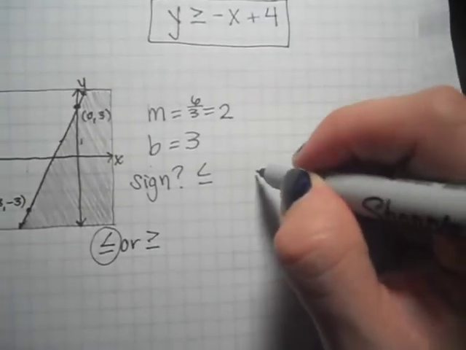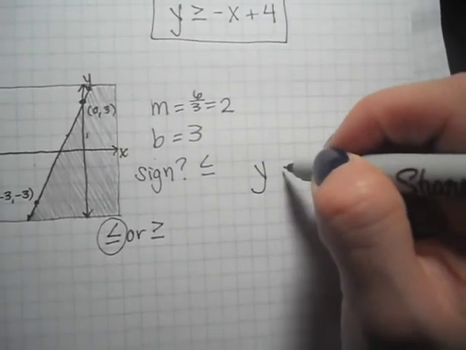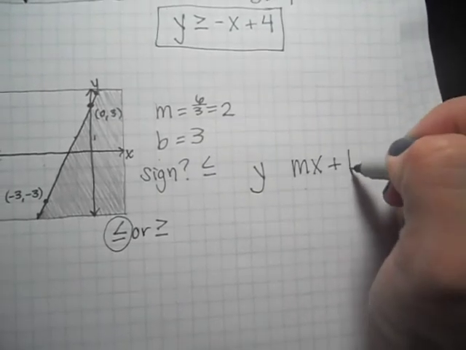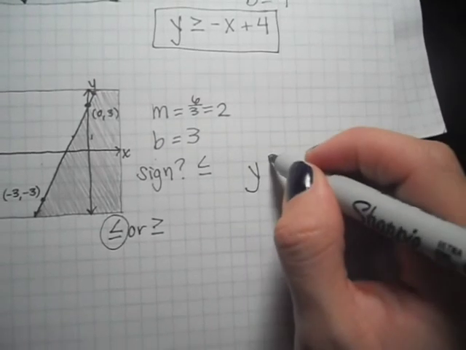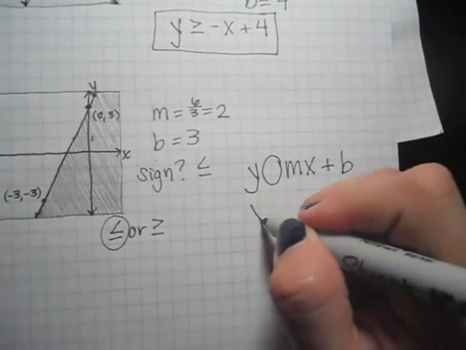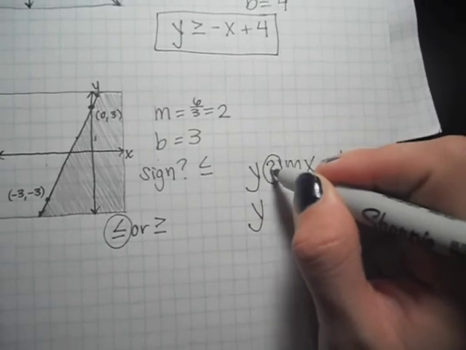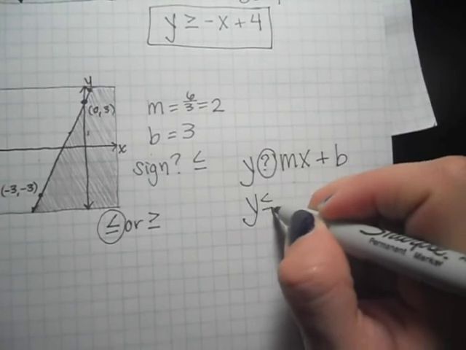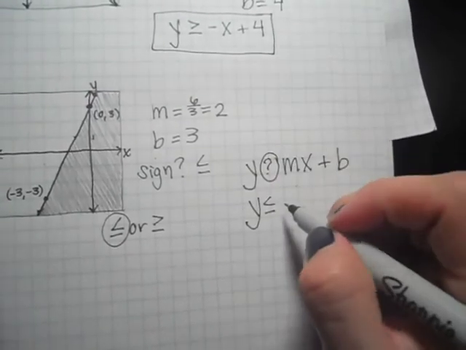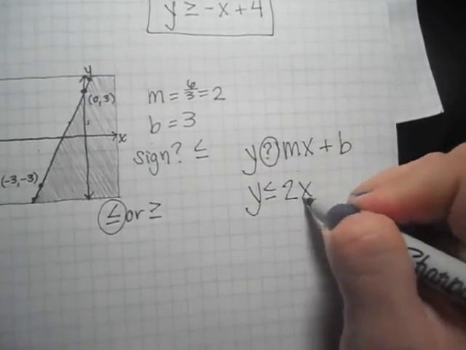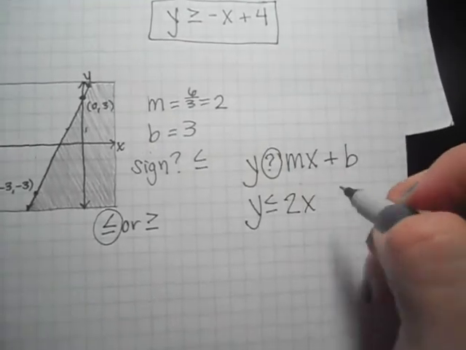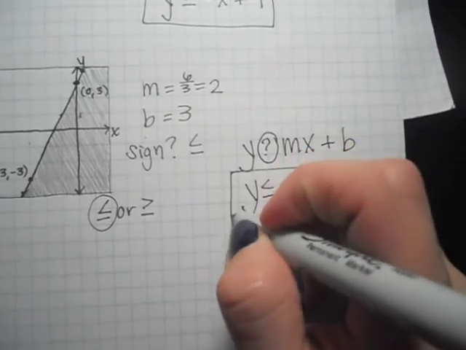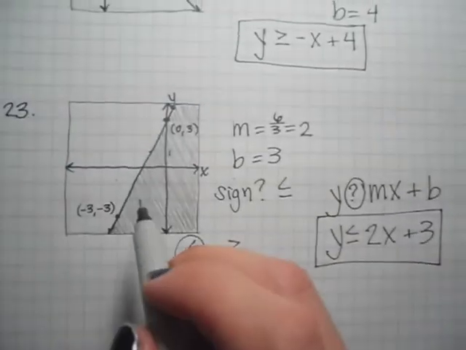So in point slope form, y something mx plus b. This is for the sign. So we fill in our unknowns. Okay, our unknown sign was a less than or equal to. Our unknown slope we found out was 2. And our unknown y-intercept we now know is a positive 3. This is the inequality that matches the graph.